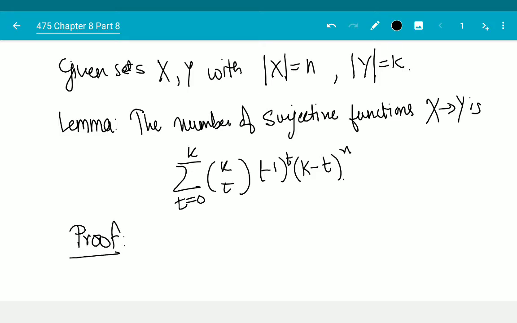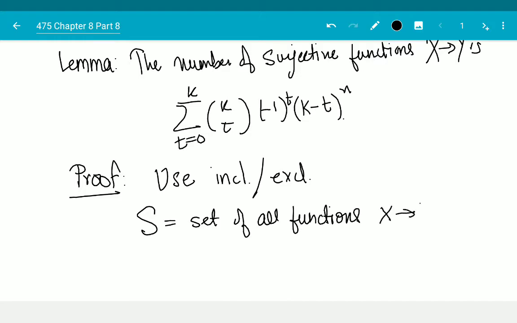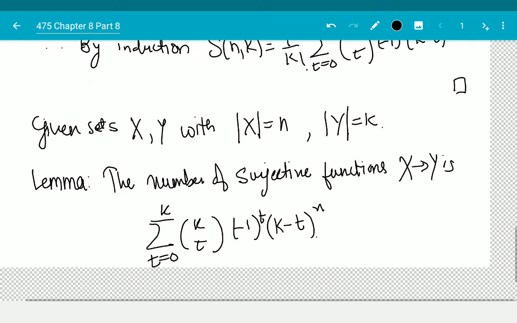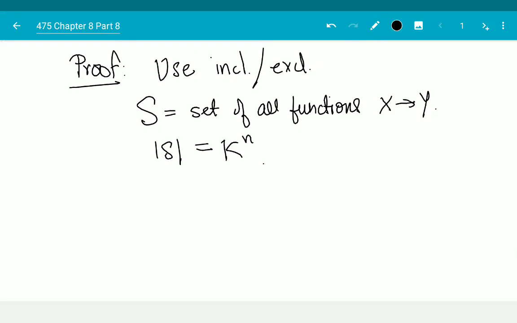Well, if you have a summation like this, where you are doing -1 to the power t, where it's flipping, the general idea is to use inclusion-exclusion. So we are going to define S to be the set of all functions from X to Y. Then the cardinality of S is, well, how many things are there? For every element in X, you have k choices in Y, and so you have a total of k to the n possible functions.